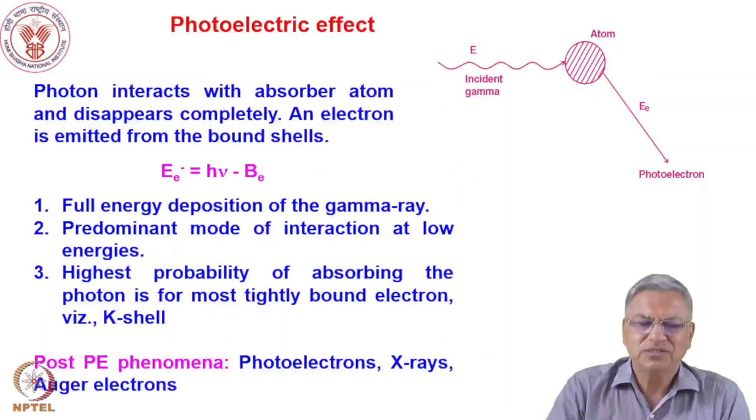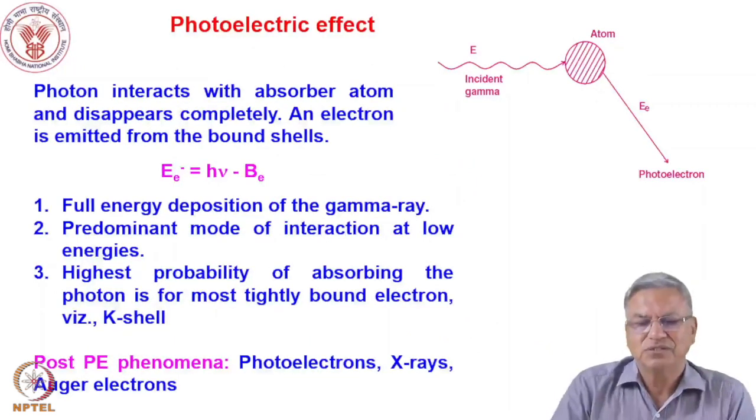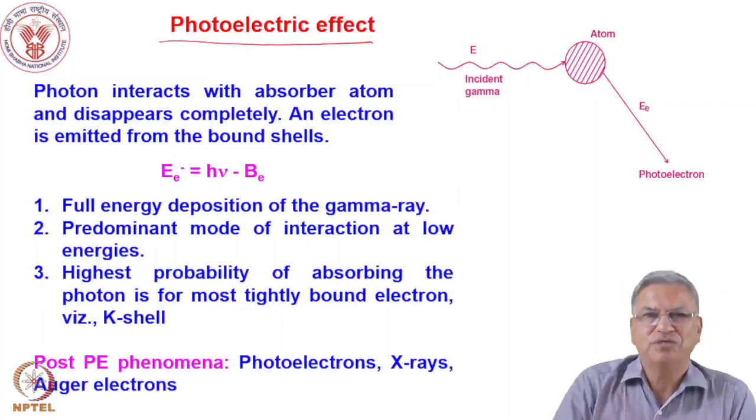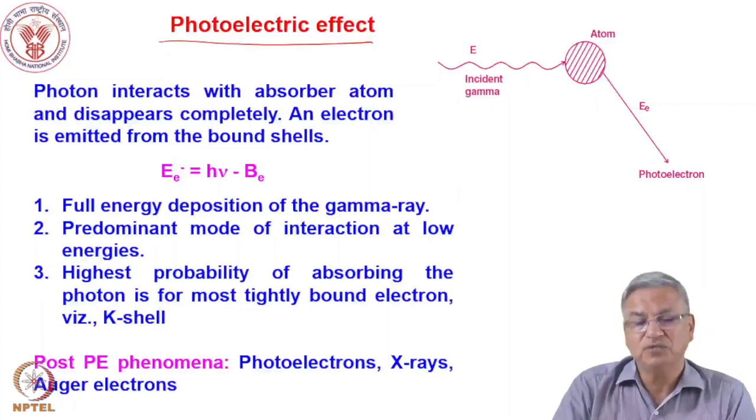So let us discuss the main three processes. What is the mechanism? What are the manifestations in the gamma ray spectrum? The photoelectric effect, you all know from Einstein's theory of photoelectric effect. When a photon interacts with an atom as a whole, not with the electron, in the vicinity of the atom the photon disappears. It is completely absorbed. So it can also be called photoelectric absorption.